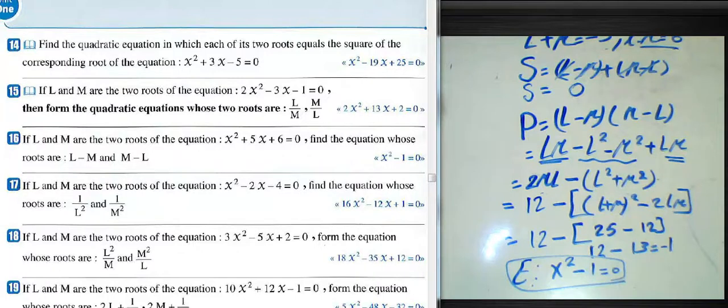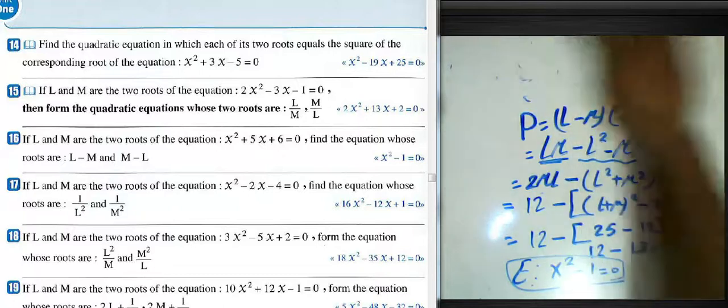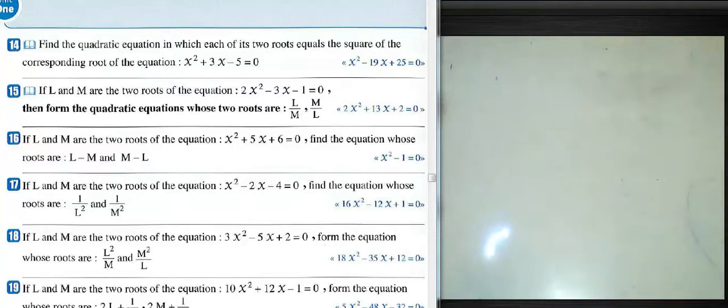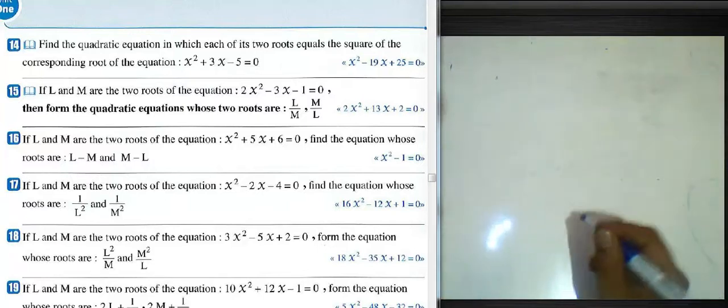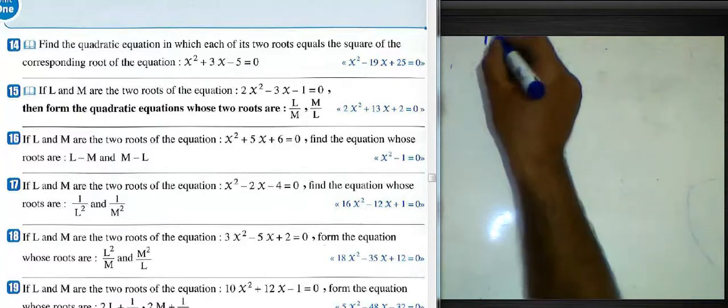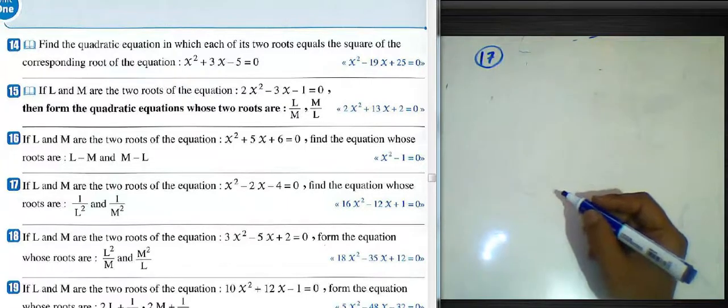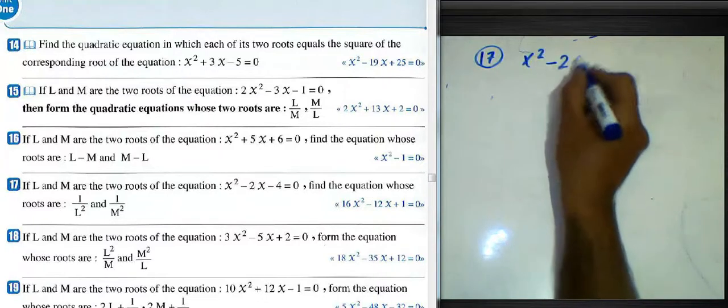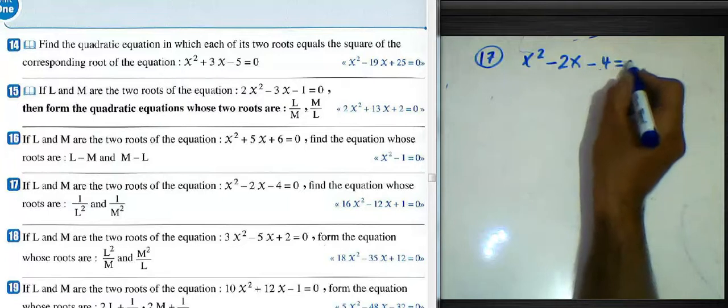What about question 17? Question 17: if L and M are two roots of the equation x power 2 minus 2x minus 4 equals 0, find the equation whose roots are 1 over L power 2 and 1 over M power 2. It's easy for you to solve it because we have L and M. Okay, never mind, we will solve it here. Question 17. The equation was x power 2 subtract 2x minus 4 equal 0.